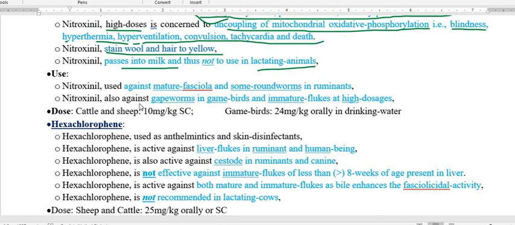Nitroxynil activity, as we already mentioned, is against the adult or mature Fasciola hepatica, and also against some nematodes or roundworms in ruminants. We also discussed that it acts against the gapeworm in game birds, and that at a higher dose it may produce activity against the immature fluke of above 6 weeks old.